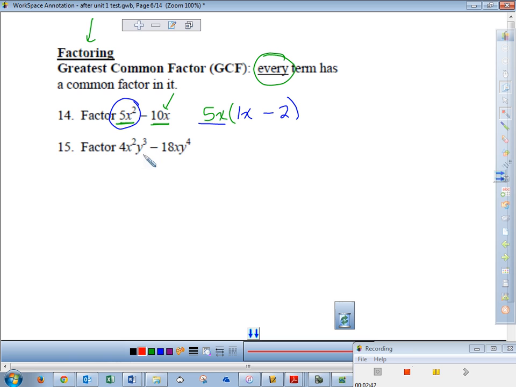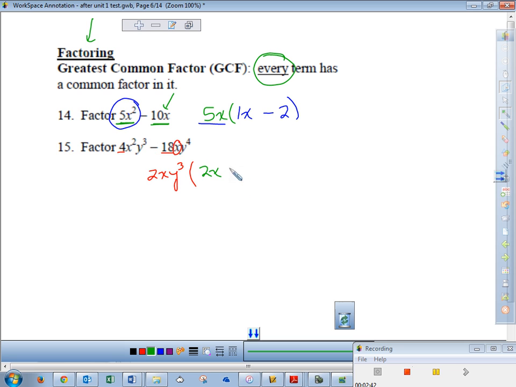So let's do that to this one. Just go one thing at a time. Look at the numbers. Between a 4 and an 18, I can take out a 2. Between the x's, each guy does have an x in it. Take out the smaller amount, which is x to the first. And between the y's, take out the smaller amount, but as large as you can possibly take out, we can take out a y cubed. Now if I divide, 4 divided by 2 is 2. X squared divided by x is x.